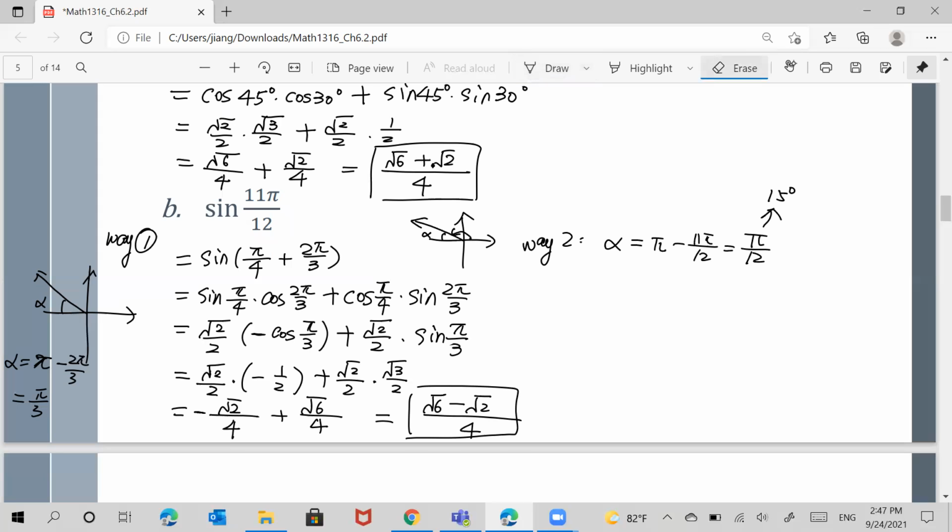That means, in the second quadrant, the sine is positive, equals positive sine alpha. That means sine 11 pi over 12 equals sine pi over 12. Remember, this is positive because of ASTC: sine is positive in the second quadrant.